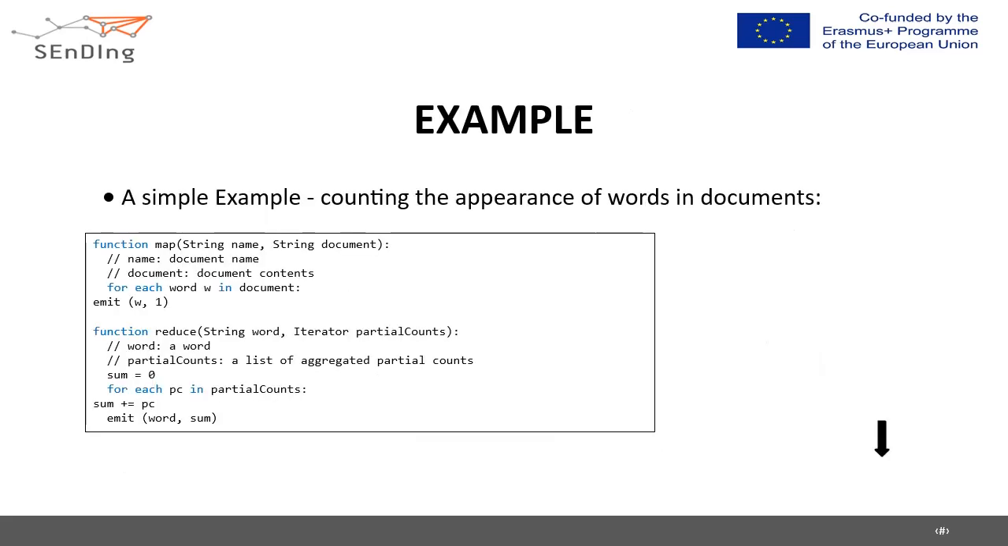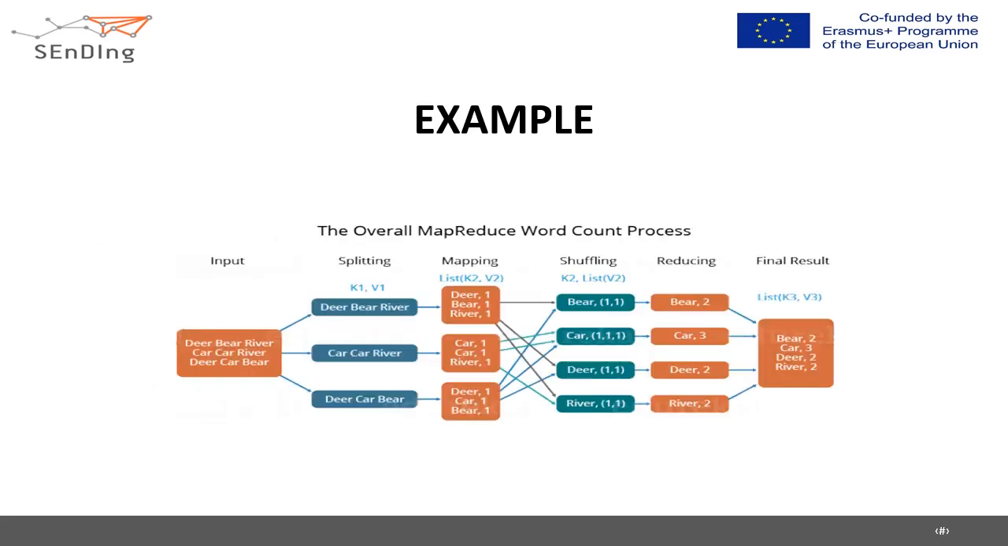A simple example is presented below. It is on counting the appearance of words in documents. The overall MapReduce word count process is illustrated in the figure below.